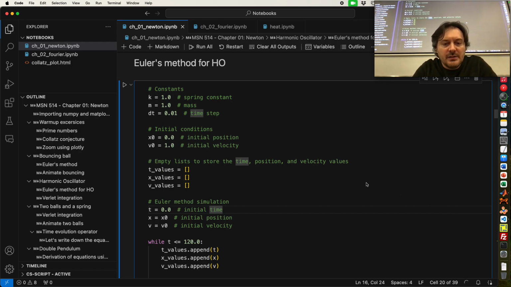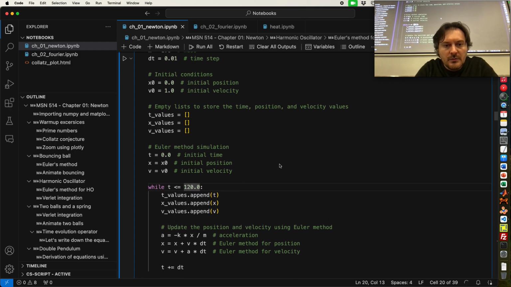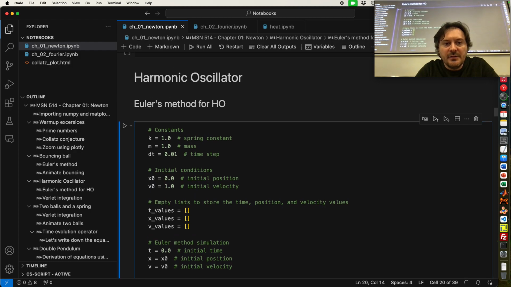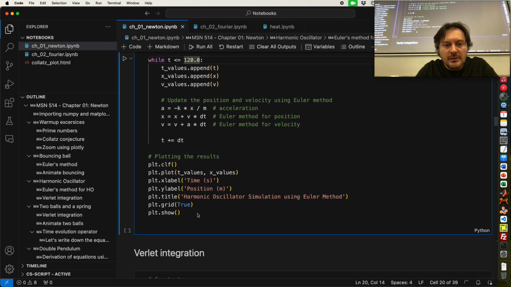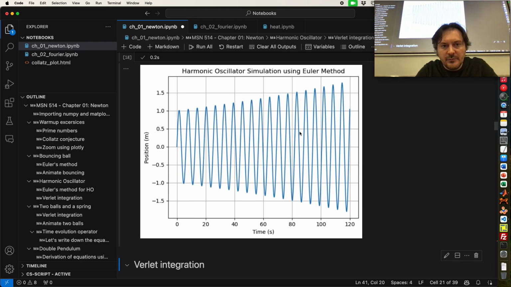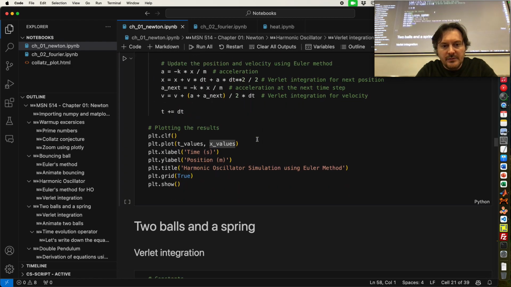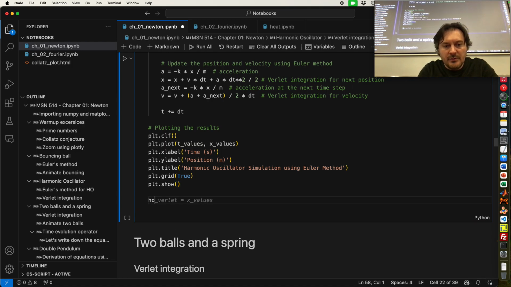We wanted to do one thing, if you remember. We wanted to compare the results, right? Euler method. Let me just write something like harmonic oscillator Euler equals to, what is it? X values, right? So let's run it again. These were harmonic oscillator results using the Euler method. And then the Verlet integration gave us harmonic oscillator Verlet X values. Do you see it? It simply understands what I want to do.